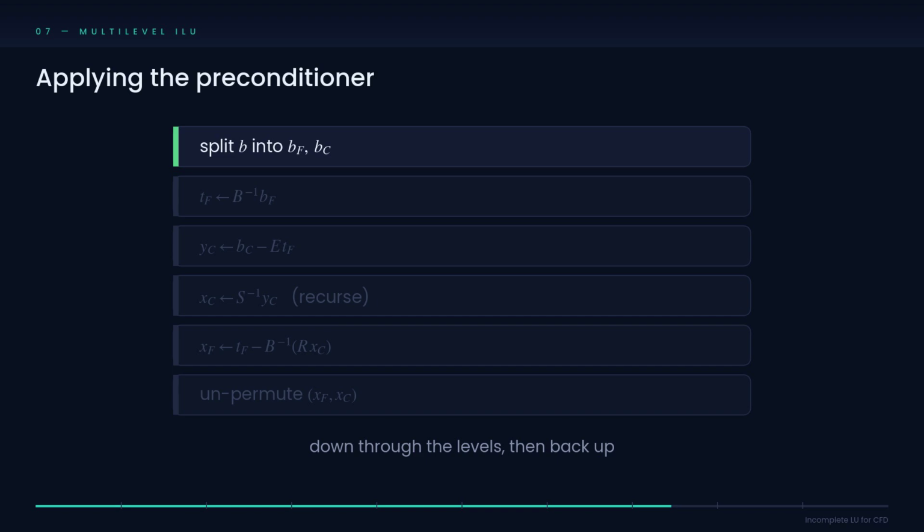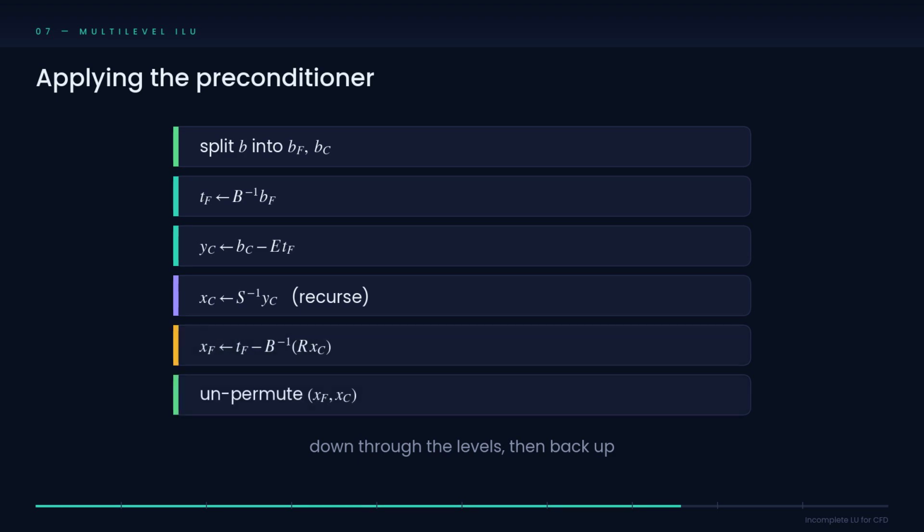Applying this thing is a recursion of its own. Split the right-hand side. Solve with B. Correct the deferred part. Recurse to the next level for the Schur solve. Then come back up and correct the first block with the answer you just found. Down through the levels, then back up. Two triangular solves and two sparse products at every level.